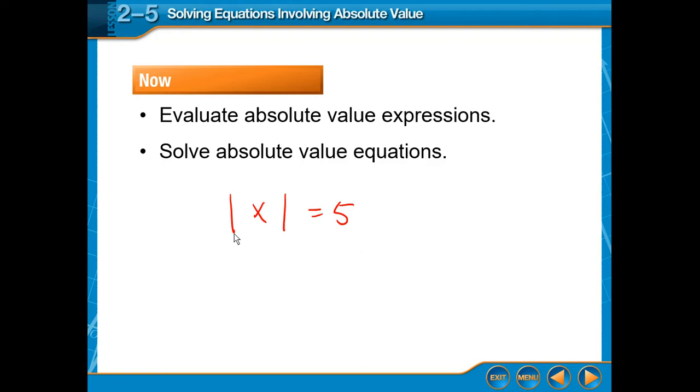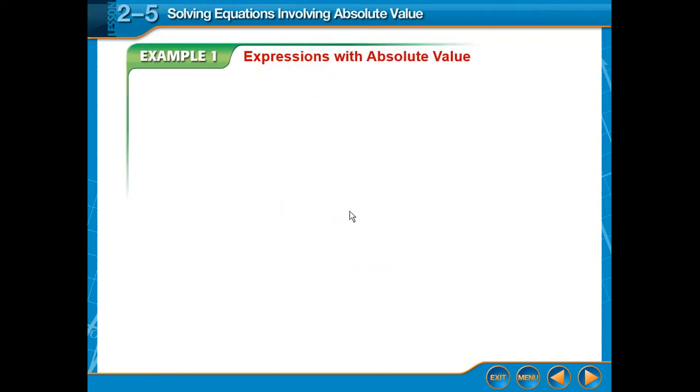So if I'm looking at this, if I put in x equals 5, 5 is 5 away from 0, and negative 5 is also 5 spots away from 0. So for this, x can either be 5 or negative 5. Either one you put in will give you 5. So if we're solving an equation with an absolute value, or just an expression, we're putting in 5.